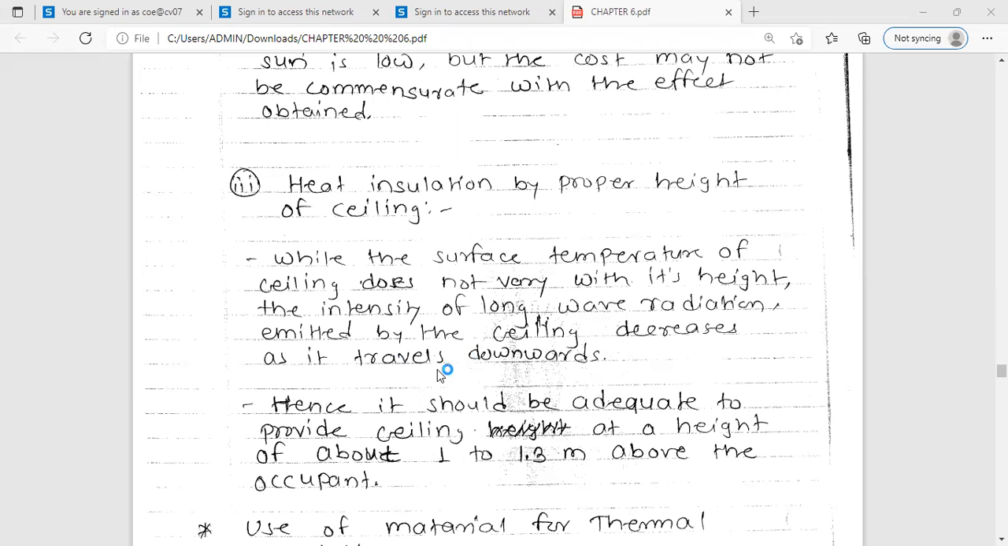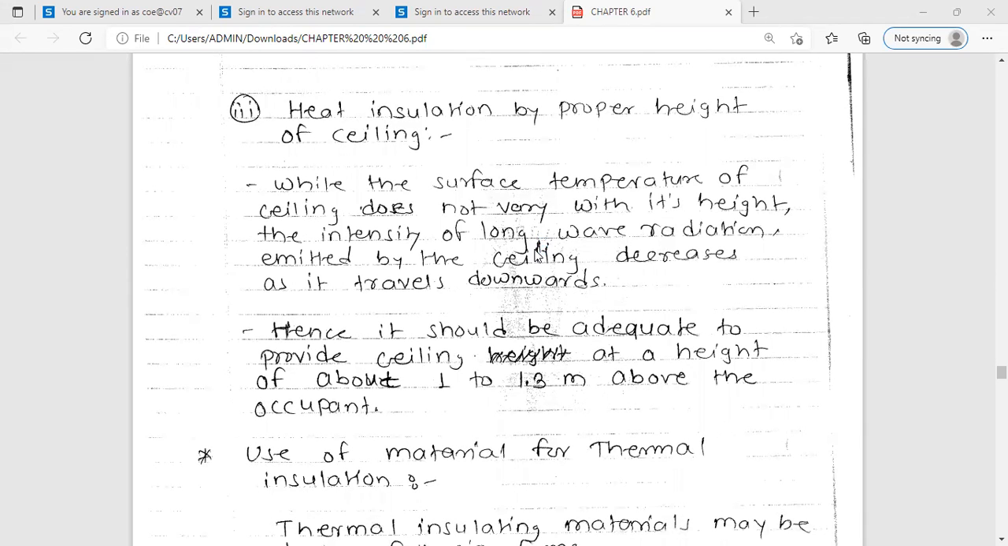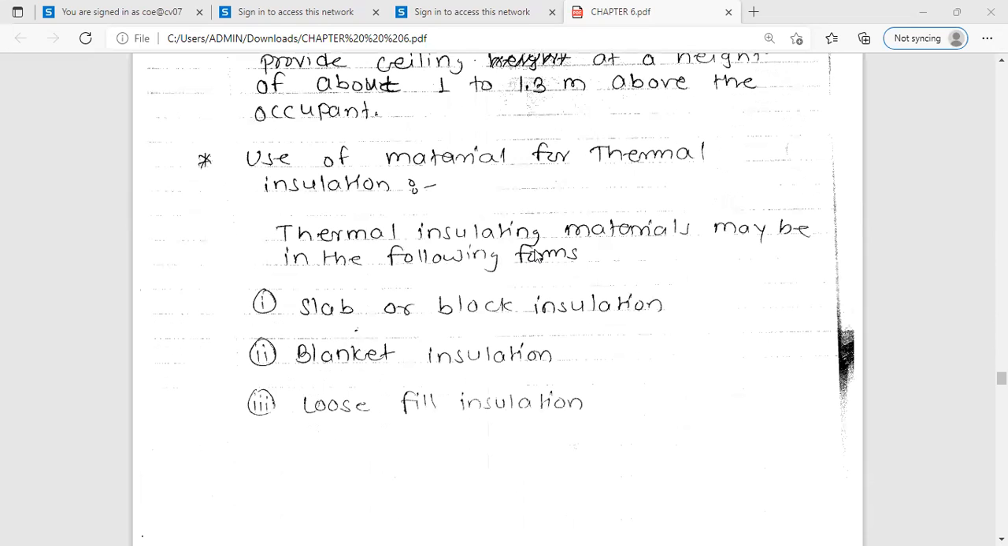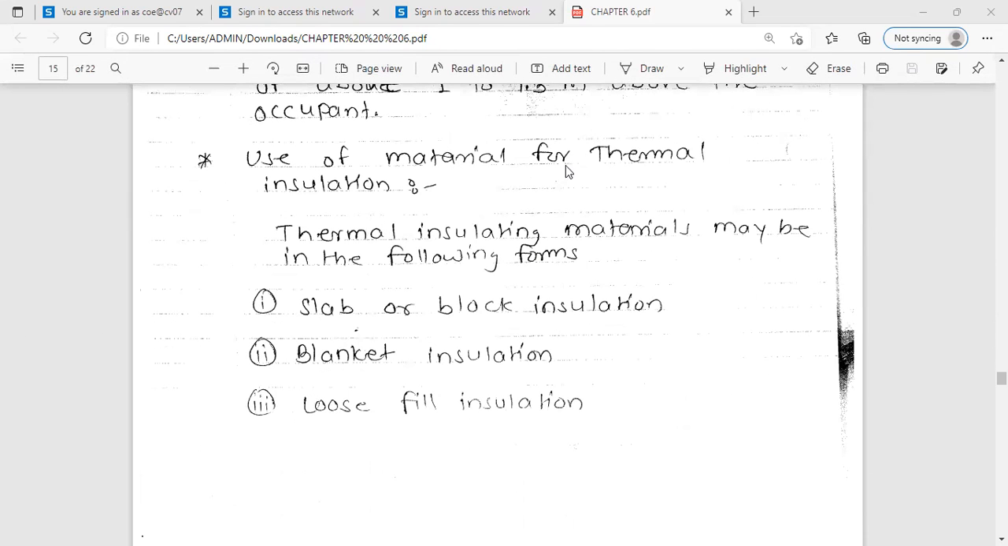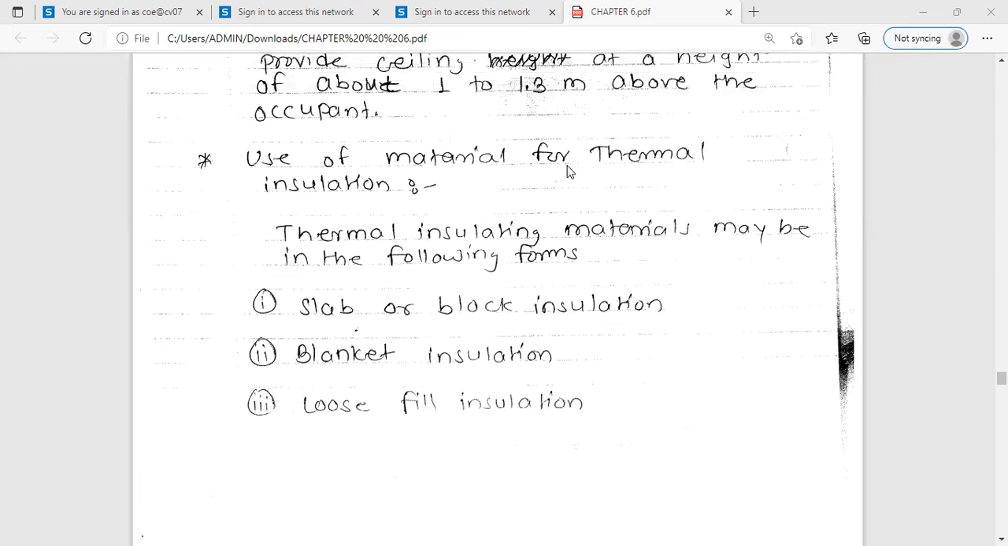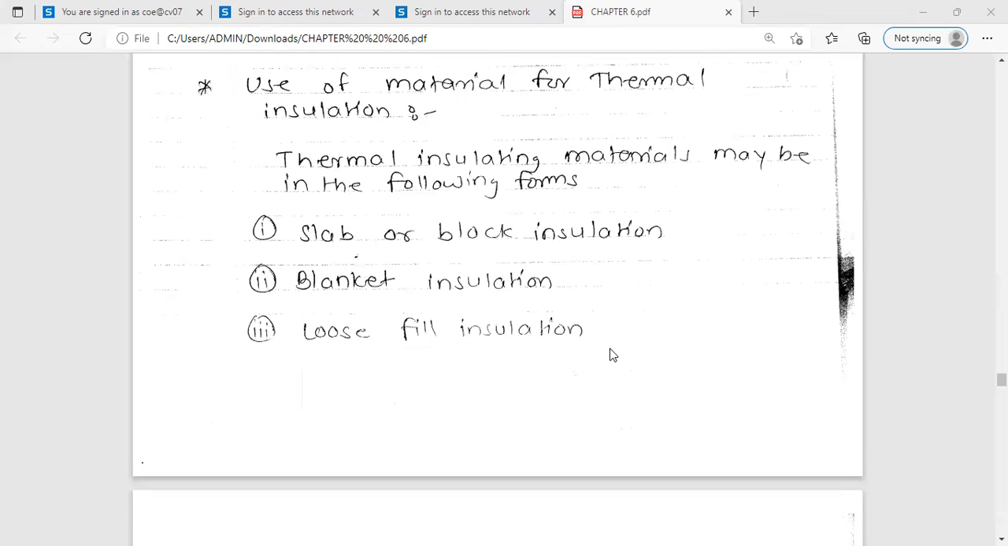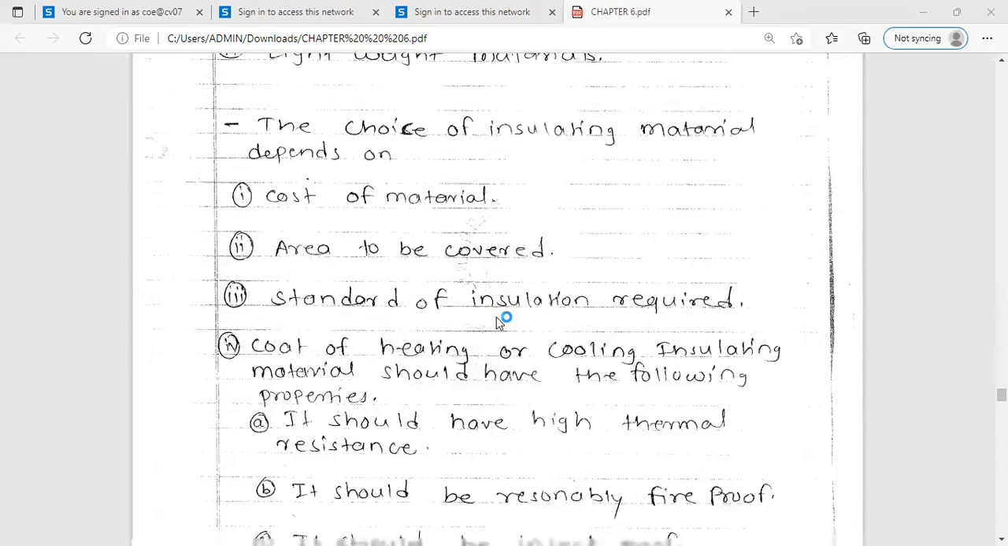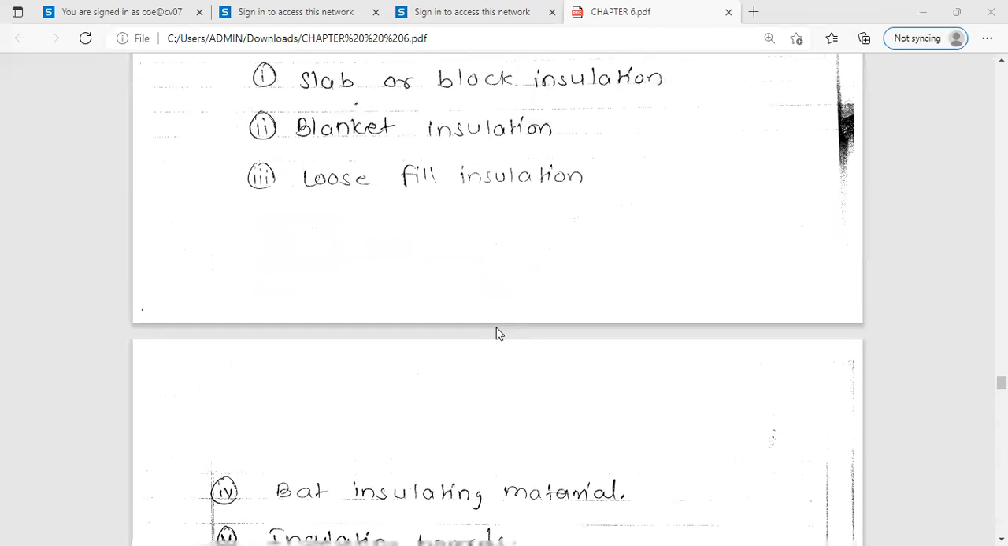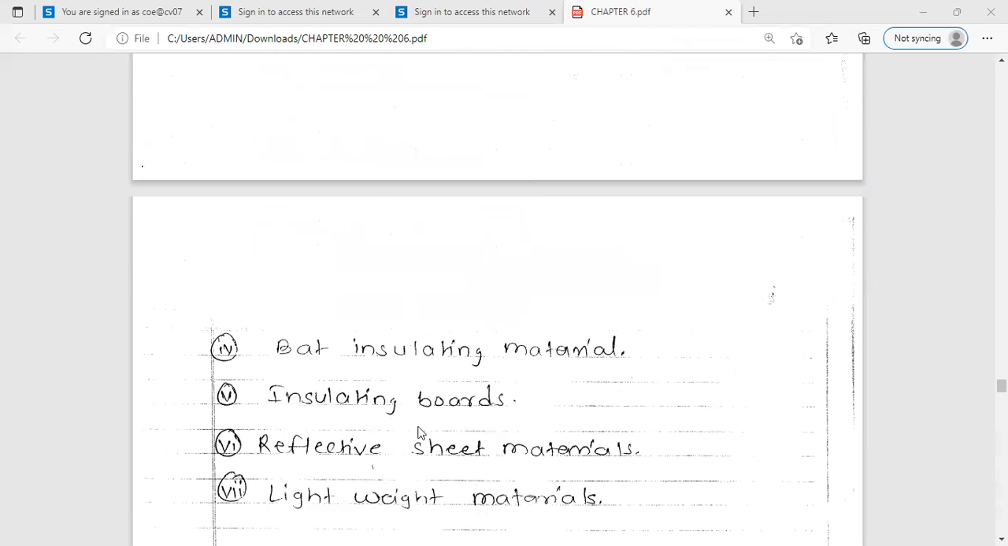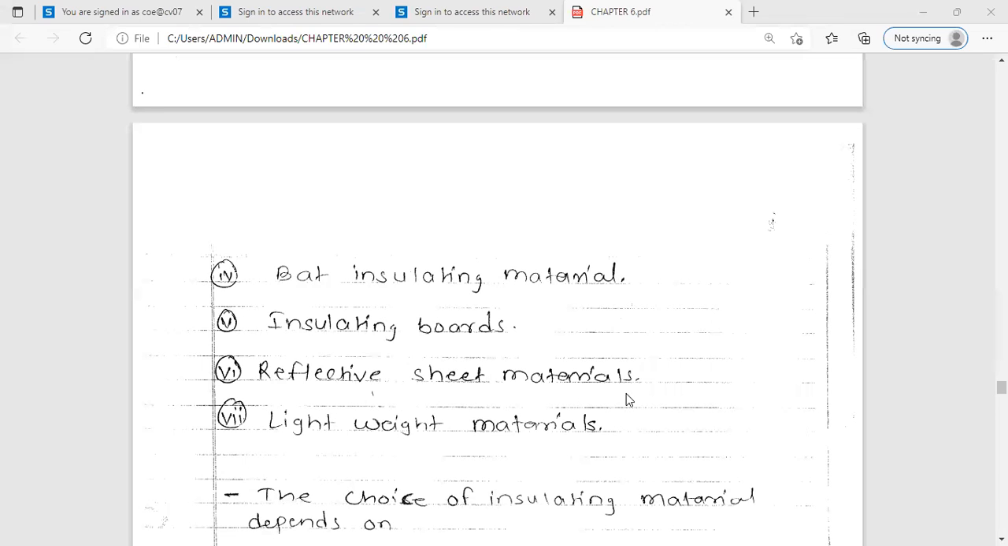Okay, so by using these different ways we can go for the achieving of heat insulation. Also we can go for the use of different kind of materials for achieving the thermal insulation, in that by providing the slabs or block insulations, blanket insulation, loose fill insulations. Then after that, bat insulating material, insulating boards, reflective sheet materials, lightweight materials. Already I discussed about these things.